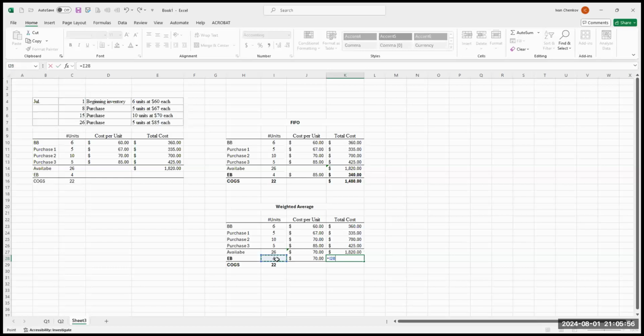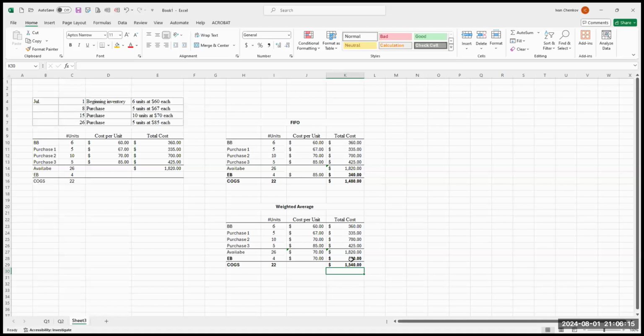Since I have 4 units and my average cost per unit is $70, my ending balance is $280 out of 1,820. The rest is my cost of goods sold. And that's how you get the cost of goods sold using weighted average.